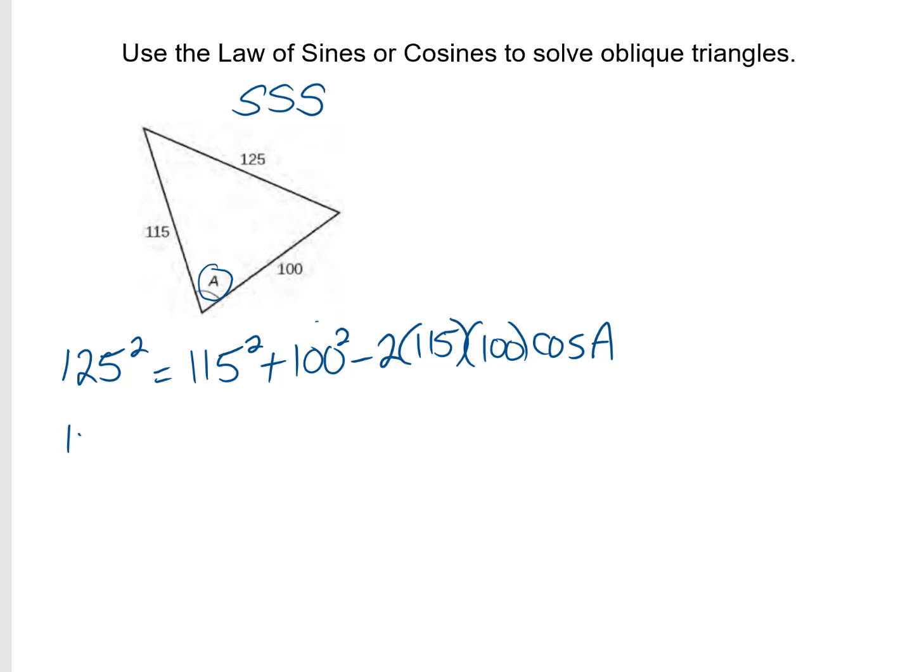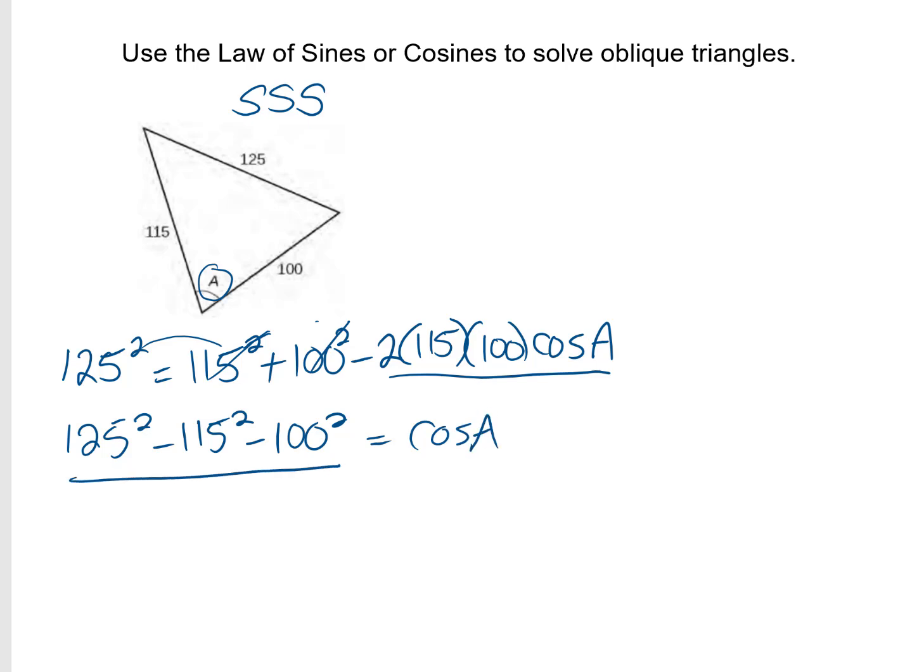So we've got the 125 squared. We're going to move this over, minus 115 squared. Move the 100 squared over, minus 100 squared. So that took care of those two. But this is hooked onto cosine now. So if I cross these out, if I moved them over, it's hooked onto cosine with multiplication. So the way we're going to get cosine A by itself is to divide by all that stuff. Negative 2 times 115 times 100.